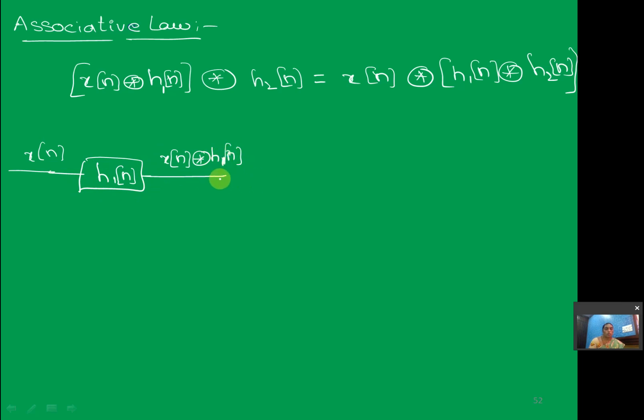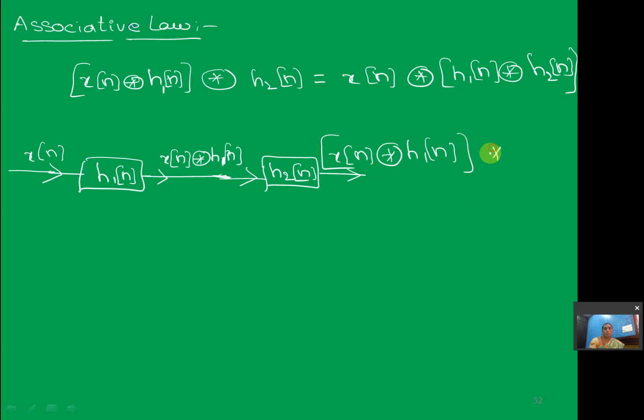Okay, right. Now if I apply this particular output to another system, h2 of n, this system output is nothing but the input convolved with h2 of n. What is the input here? x of n convolved with h1 of n. Let it be y1 of n, which is convolved with the second system, h2 of n.